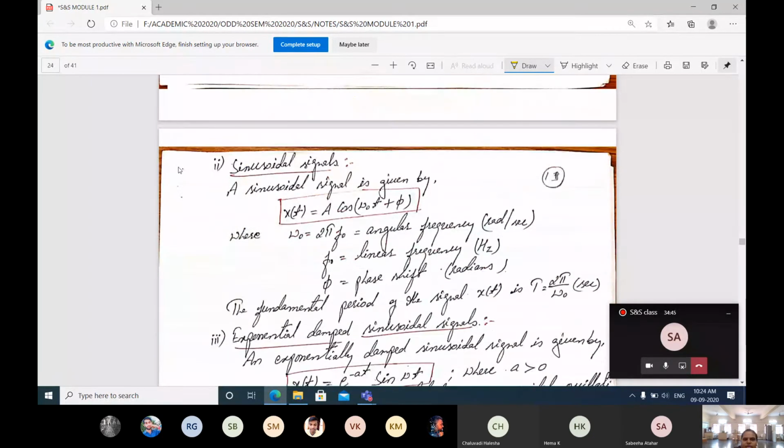Next is your sinusoidal signal. What is the equation? We have already gone through the sinusoidal equation from PU level, from the basics. Again you have learned a lot about this equation. That is, the sinusoidal signal is taken as x of t equals A cos omega naught t plus phi.